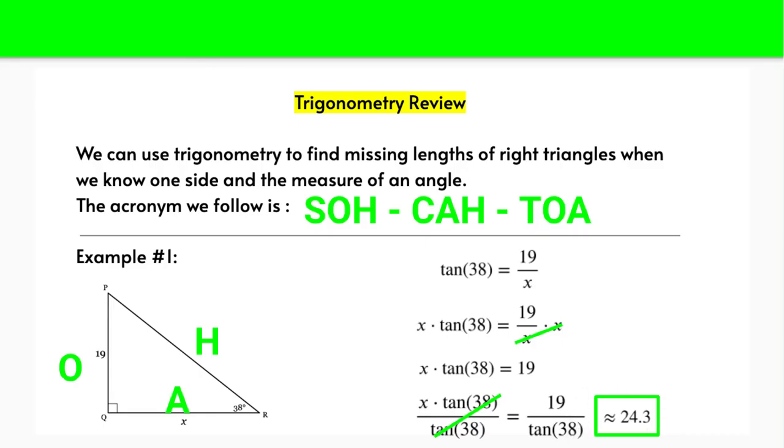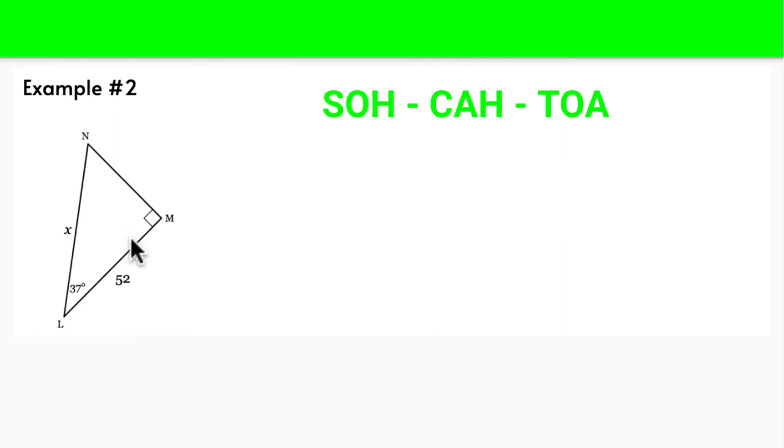Let's try another example. So here's another one. Okay, let's label O and H and A. H is always the side across from the right angle, so we're right there for that one. Then we have across from the 37 is our opposite, and then whatever's left is A, that's adjacent. So this time we know A and we need H. The one that has A and H in it is CA for cosine. So this is a cosine problem.